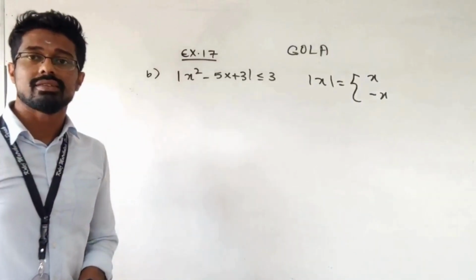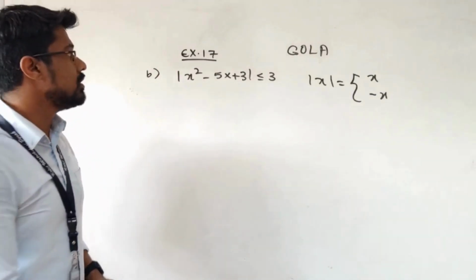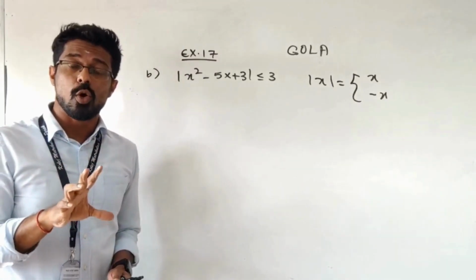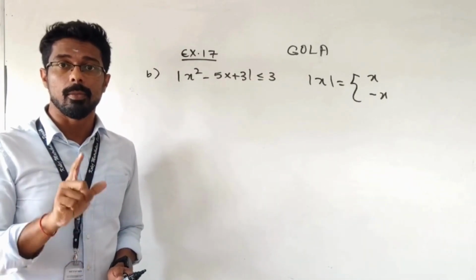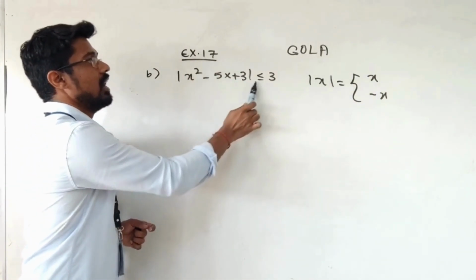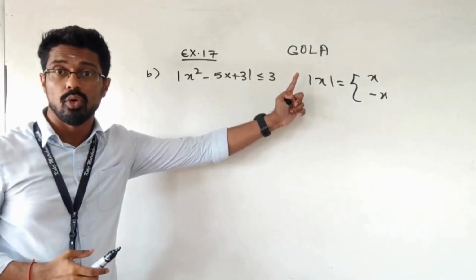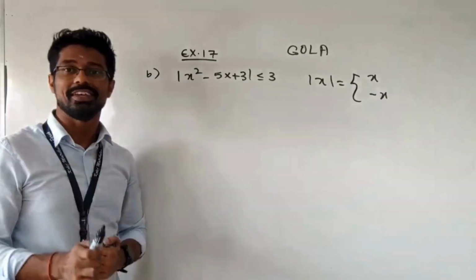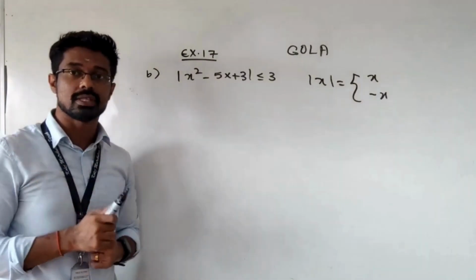Alright people, third example. Again, this is a Gola problem. By now you should know why I call it a Gola problem. It's because if you see a modulus on one side and an inequality, write down Gola. Now I've got a quadratic, don't worry, it's not difficult. You just have to follow simple steps.